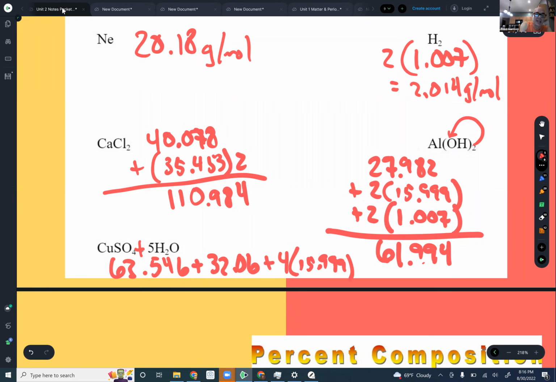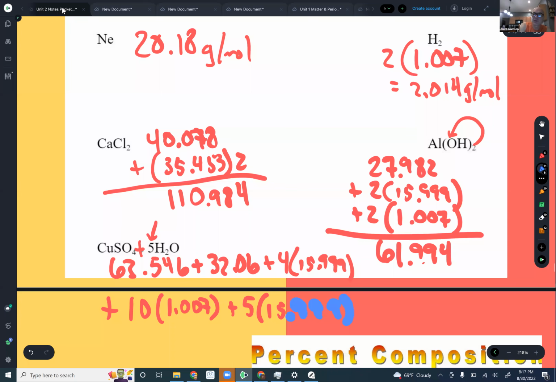15.999. And then notice this 5 in front. That is called a coefficient. It means that there are 5 waters. It doesn't mean there's 5 H's, it means 5 waters. So that means there's a total of 10 hydrogens. 5 times 2 is 10. And it means that there is an additional 5 oxygens. You can't see that right there.